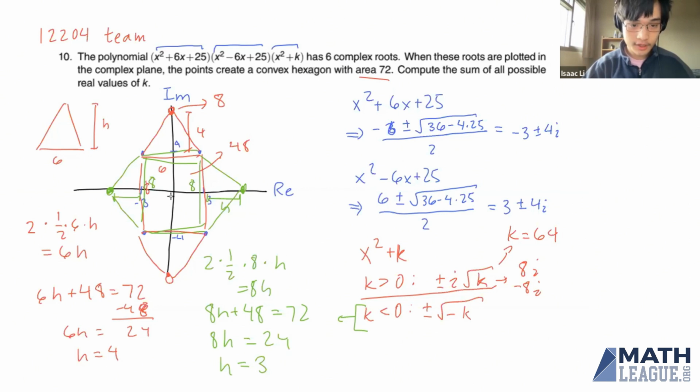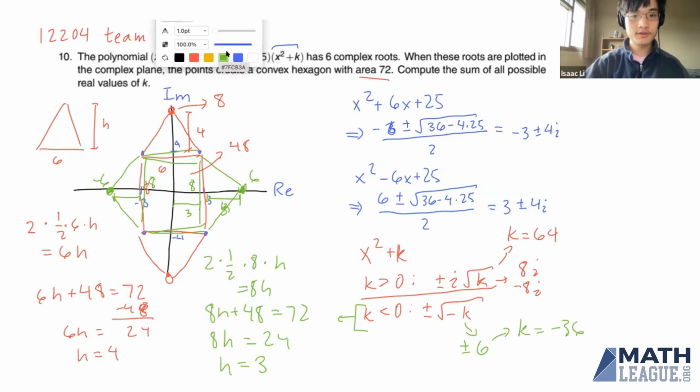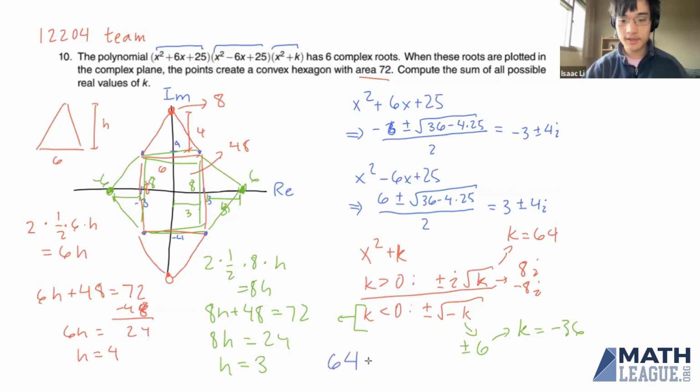So we have this as 3, and then 3 more gives us the solutions 6 and -6 for the case where k is negative. So these roots here should be plus or minus 6, in which case we have k equals -36. So those are our two possible values of k. Our answer is the sum of these: 64 plus -36 equals 28.